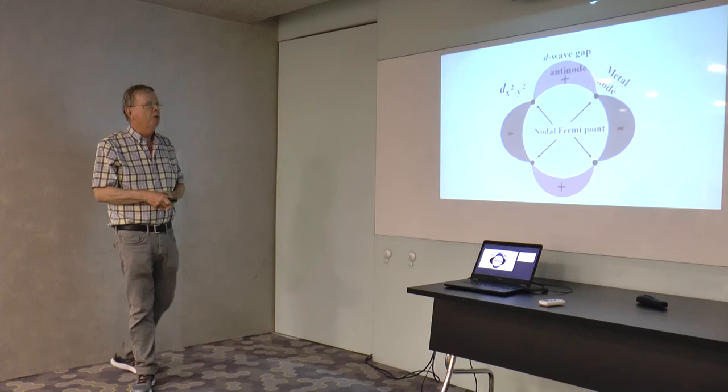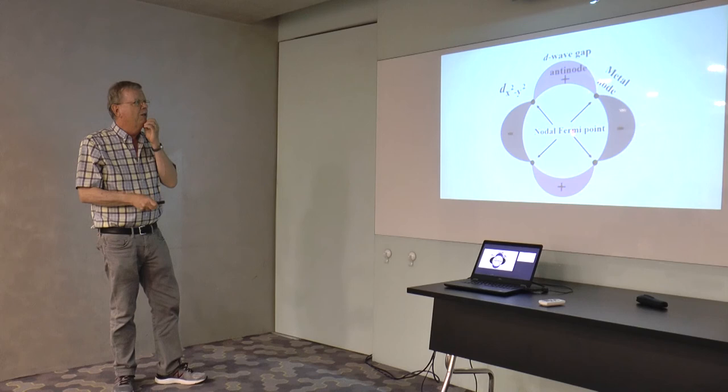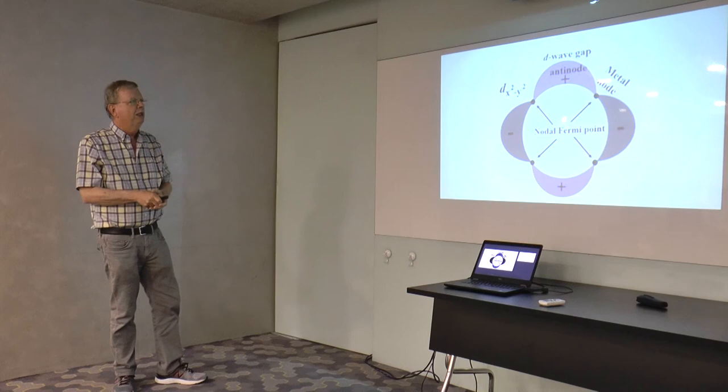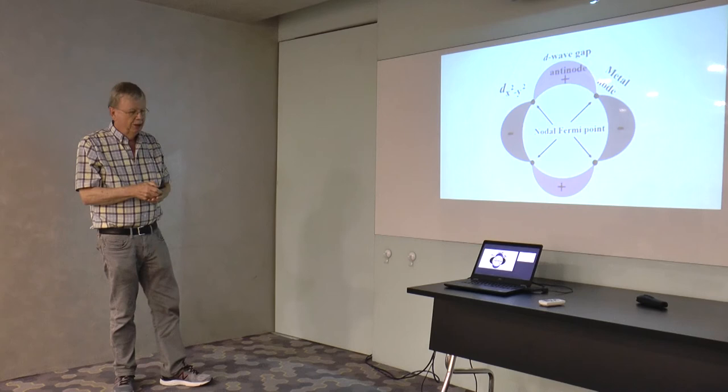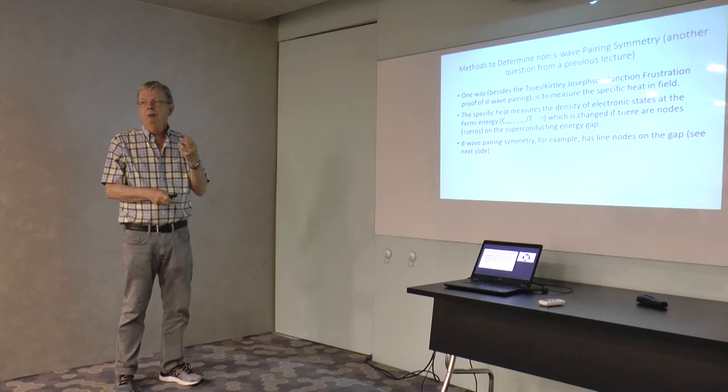So suppose I take a cylinder in the C direction coming out of the page, and I have a dx squared minus y squared pairing symmetry, so I have these lobes on my pairing symmetry, they come out to have four line nodes on the cylinder coming up in the C direction in K space, where the gap goes to zero, okay? So the statement here is the specific heat in the superconducting state, and it's the electronic specific heat, not the lattice term. If you look at the electronic specific heat in the superconducting state, you can get an idea if there are nodes. That sounds straightforward. But it's harder than that.